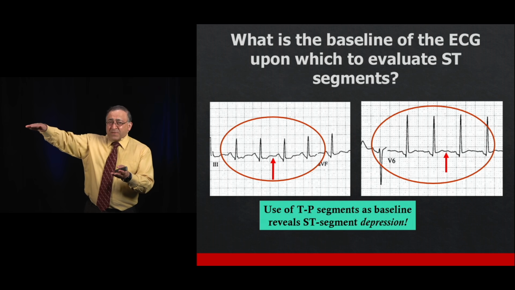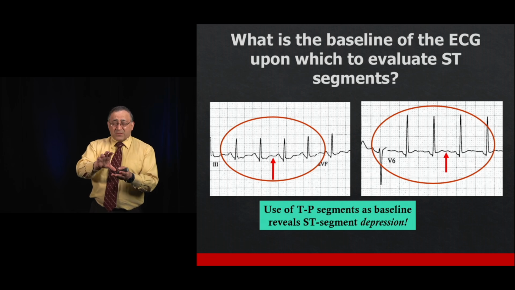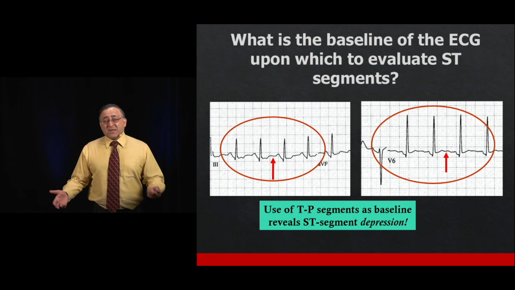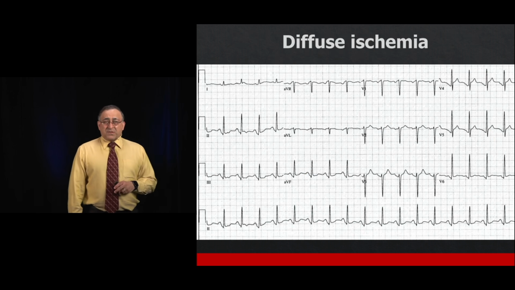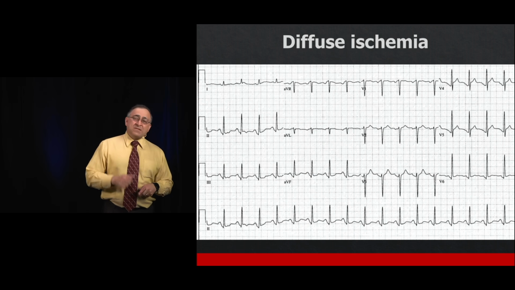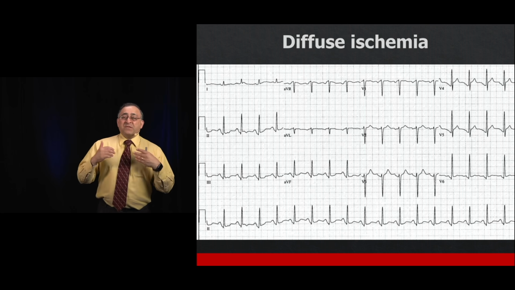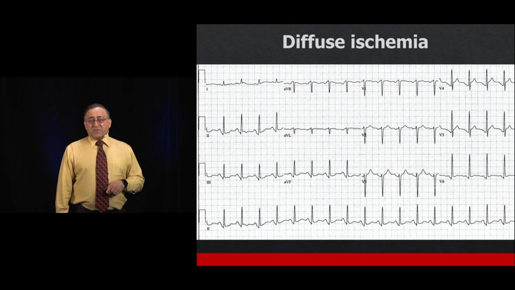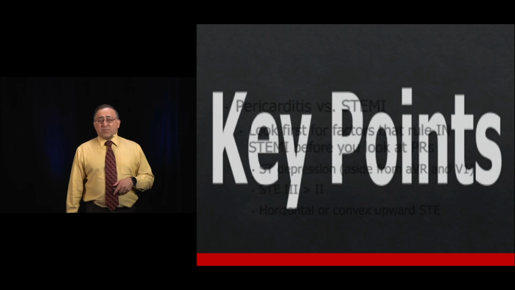Instead, if you use the TP segment, you realize that the J point's actually depressed below the isoelectric segment. And if there's ST depression, it can't be pericarditis. This patient actually has diffuse ST segment depression. So this patient actually had diffuse ischemia from the start, and I made the same mistake that I teach you all to not make. The first thing I looked at was the PR segments, and that's wrong. This is a very nice example of how diffuse cardiac ischemia can also be associated with PR segment depression.